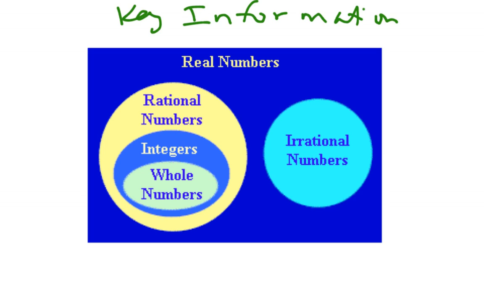The whole numbers are the counting numbers plus 0. So you've got 1, 0, 4, 27, any number you can use to count with, and also 0 is a whole number.